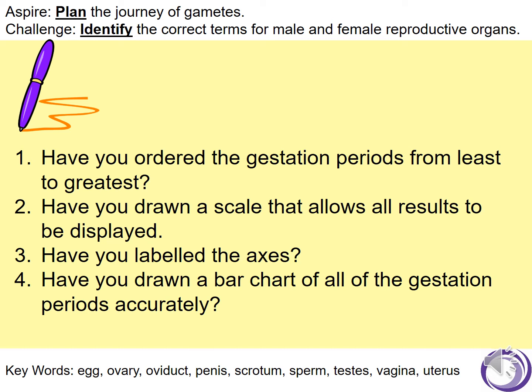And I'll show you this graph in a moment. And have you drawn a bar chart for all of the gestation periods? But have you not just done that? Have you done it accurately? So now let's have a look at some questions to interrogate that graph.